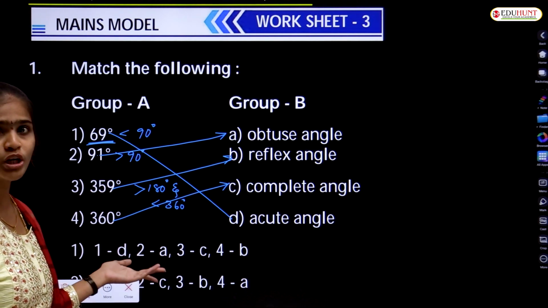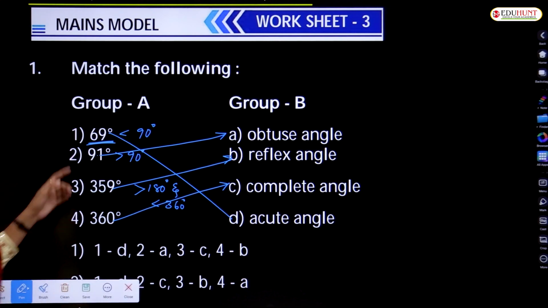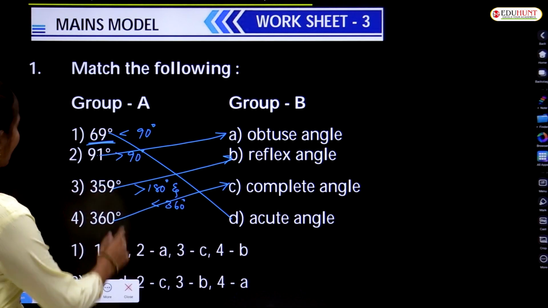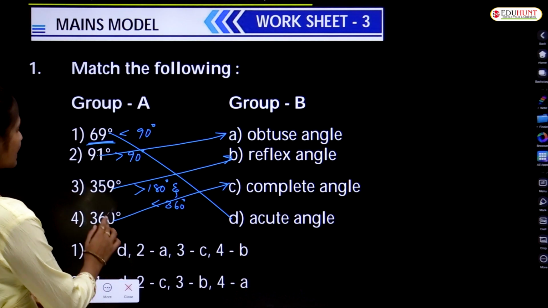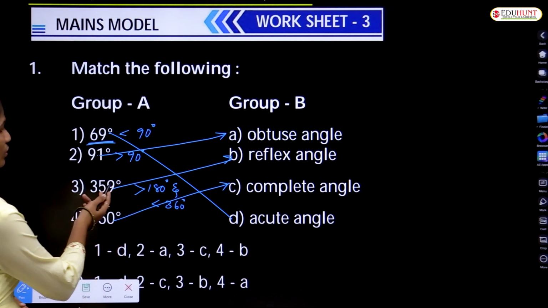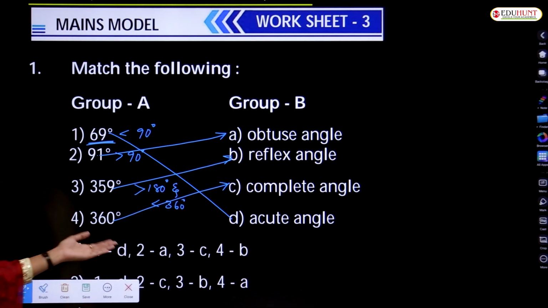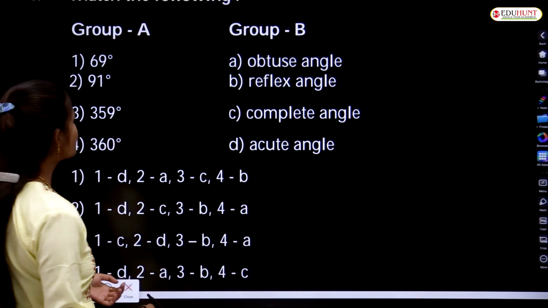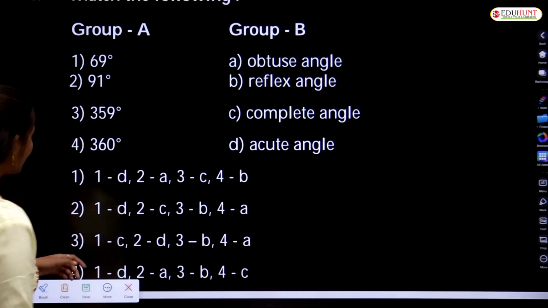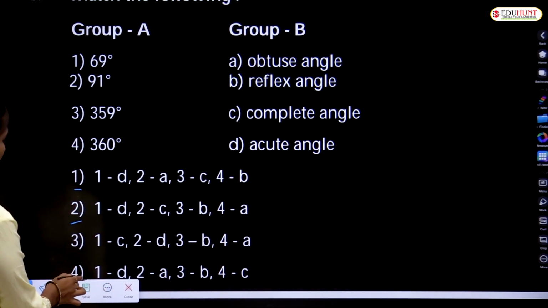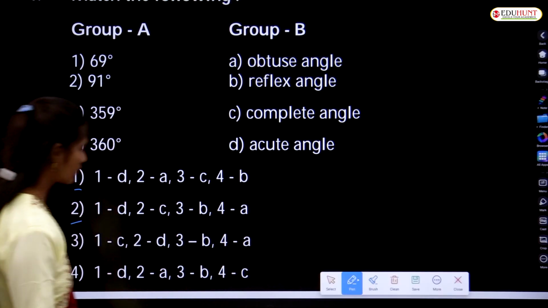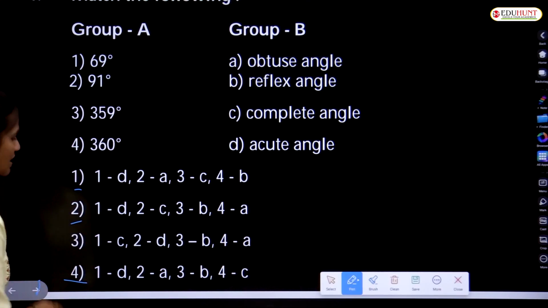So here, which option is correct? Just observe that 1 is D and here 2 is equal to A. Next, 3 is equal to C. So the third one is not C, so we have to go for the other two options. Which options are correct? 69, acute angle, means 1 is D. So we have to observe these 3 options.